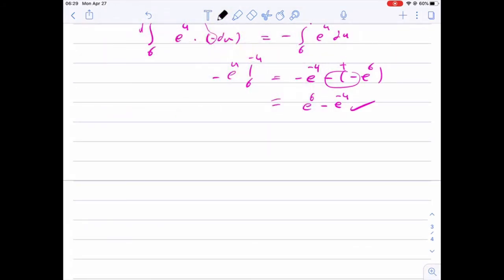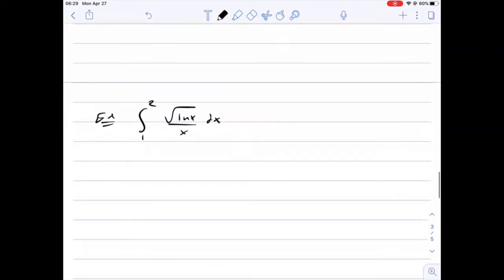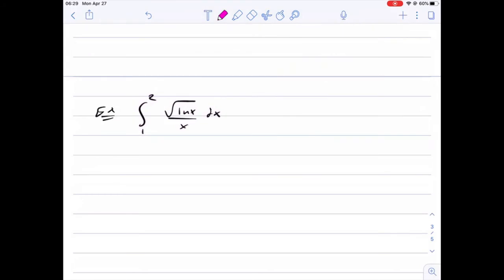Let's do another problem. The integral from 1 to 2 of square root of natural log of x over x dx. And actually here we are reviewing the substitution method. So here we have natural log, so u equals natural log x, then du is 1 over x dx. So dx is x times du.